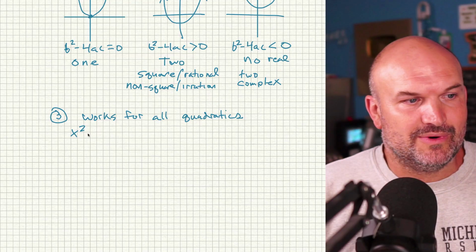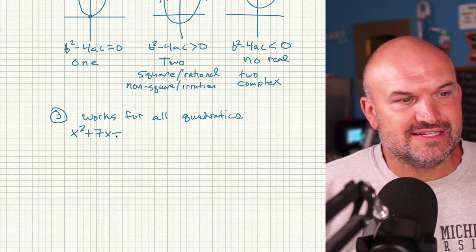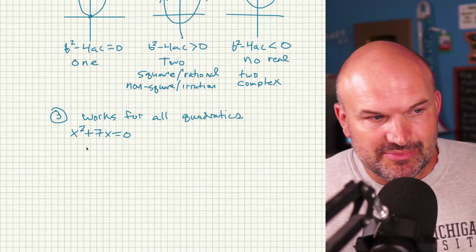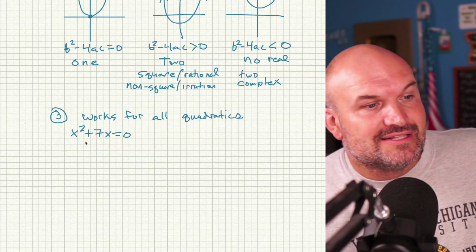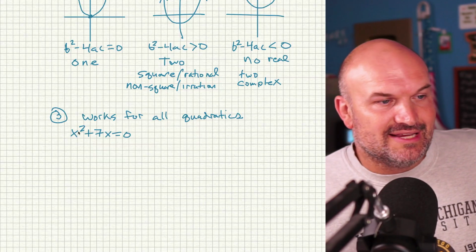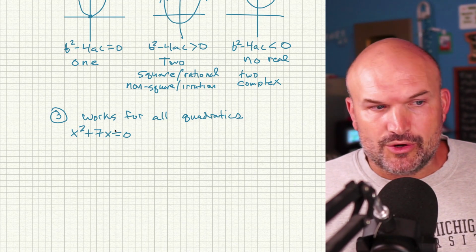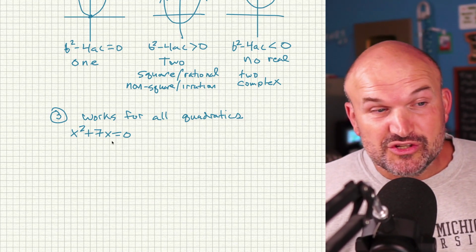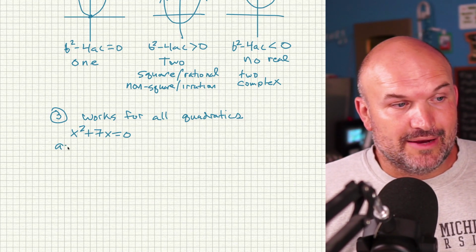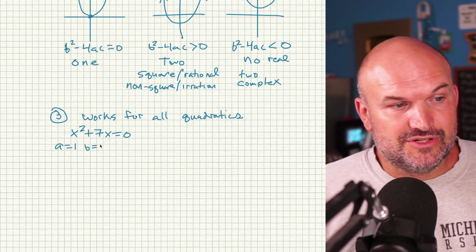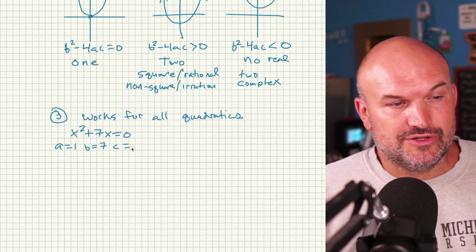If I had x squared plus 7x is equal to 0, this one actually wouldn't be too bad factoring. You can factor out the x and then use the zero product property to solve. But again, you can do this with the quadratic formula. A would equal 1, B is equal to 7, and C is equal to 0.